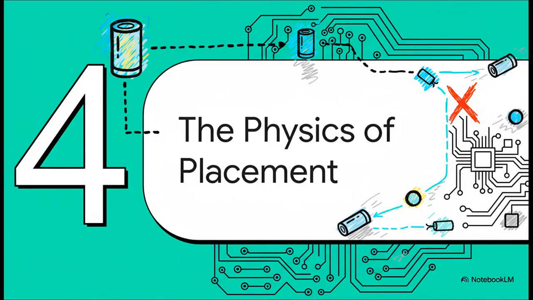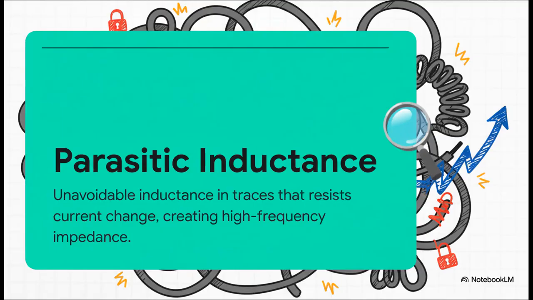And this brings us to what might be the single most important part of this whole story. You can pick the absolute perfect capacitor for the job, but if you put it in the wrong spot on the circuit board, it is completely, utterly useless. This is where the physics of the board itself comes into play, and it's fascinating. The secret villain in all of this is something called parasitic inductance. It's this invisible force that exists in every single wire, every copper trace, every little component leg on your board.